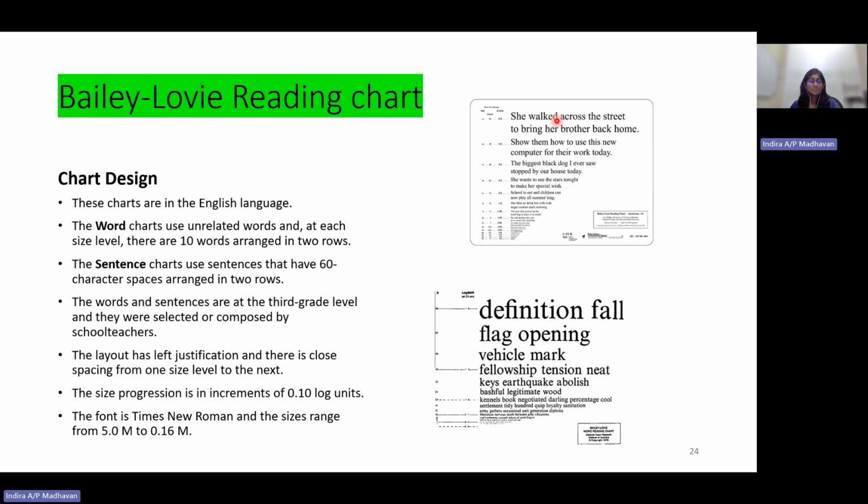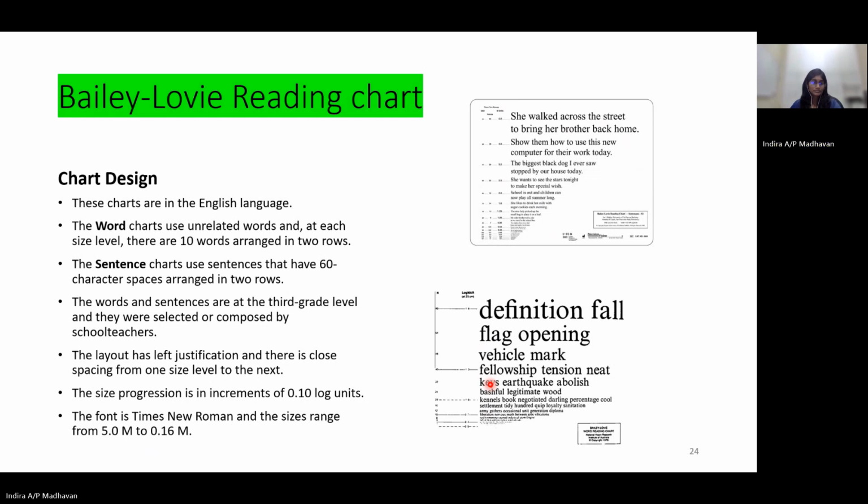So it is actually made very easy for people to know what the word means, or be able to read that. So they don't give very complex words, they give very simple ones. They lay out as a left justification, and there is close spacing from one size level to the next. The spaces between the lines also decrease, getting smaller systematically according to the font size.